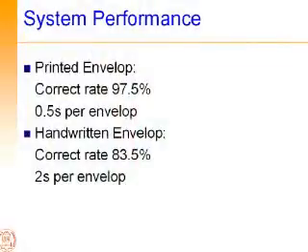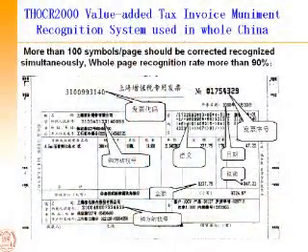Because the character envelope is sometimes handwritten, sometimes printed, and sometimes has labeling and windows, we can automatically handle the different kinds of envelope. This is the result: printed envelope correct rate near 97, handwritten envelope correct rate near 83.